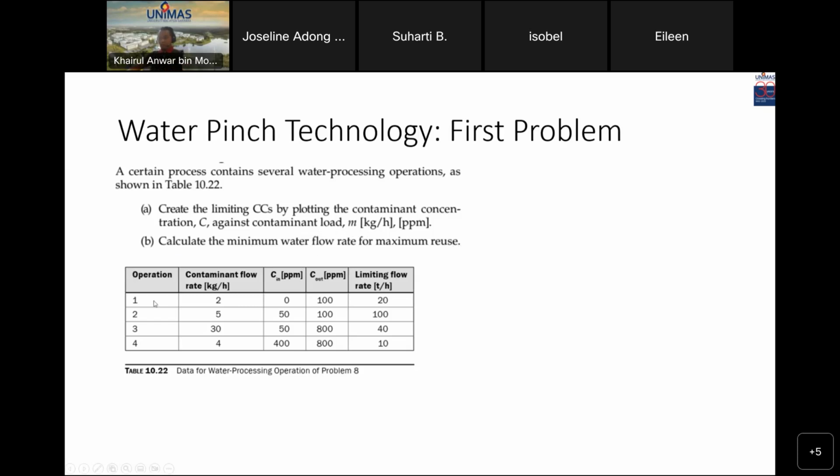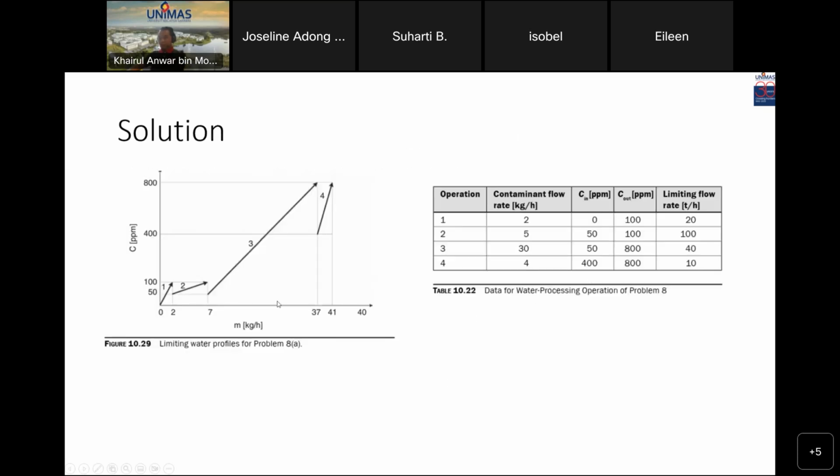For the first, there are four operations. This is contaminant flow rate, concentration in, concentration out, limiting flow rate. So to solve this problem, plot the limiting water profile first. For example, operation 1 with contaminant flow rate 2 kilogram per hour here.